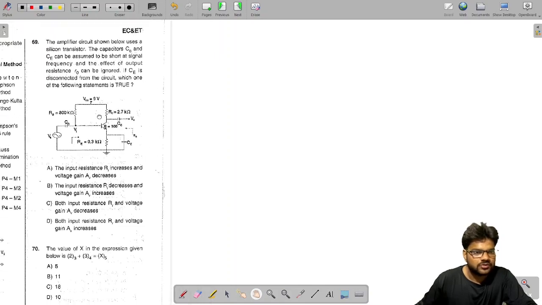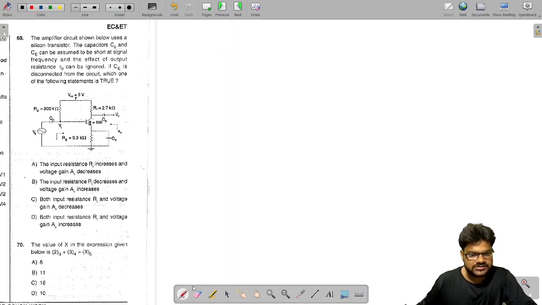Now let us go to question number 69. This is from analog circuits. The question is: the analog circuit shown below uses a silicon transistor. The capacitors CC and CE can be assumed to be short at signal frequency and the effect of output resistance R0 can be ignored. If CE is disconnected from the circuit, then which one of the following statements is true?